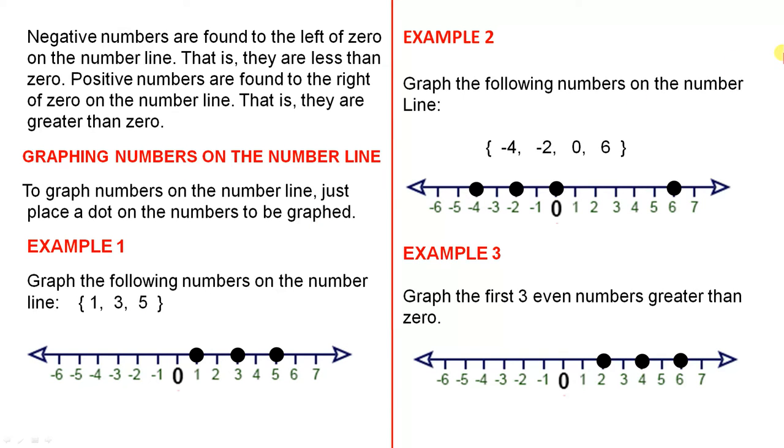Example 2, graph the following numbers on the number line, negative 4, negative 2, 0, and 6. Example 3, graph the first 3 even numbers greater than 0. Any number greater than 0 has to be to the right of 0. So the first even number greater than 0 is 2, the next one is 4, and the next one is 6.